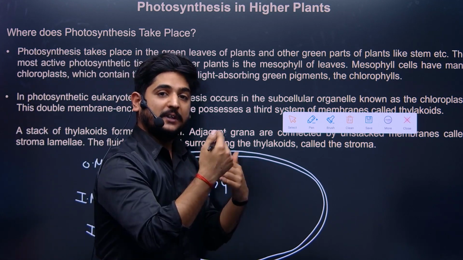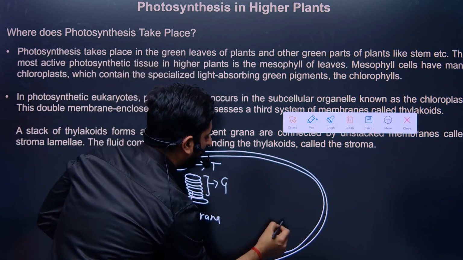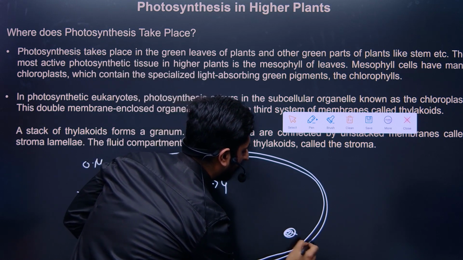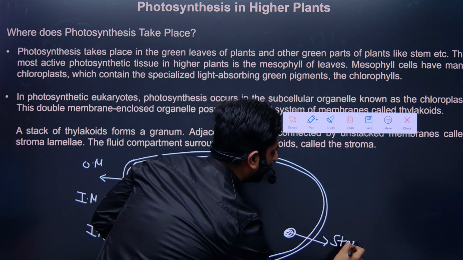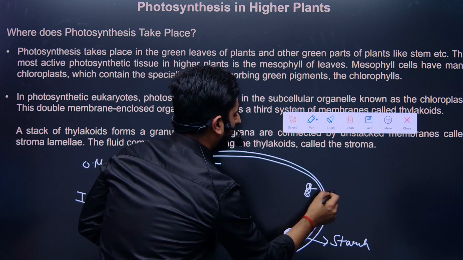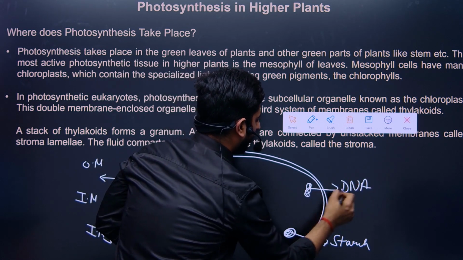Now, when photosynthesis happens, what will happen? We will have synthesis of starch granules. So these are starch granules. We'll have some DNA. We'll have ribosomes.